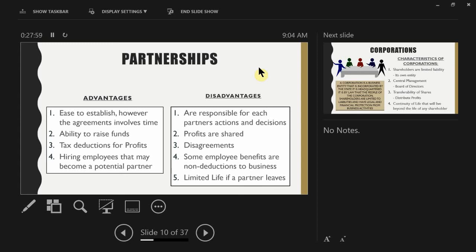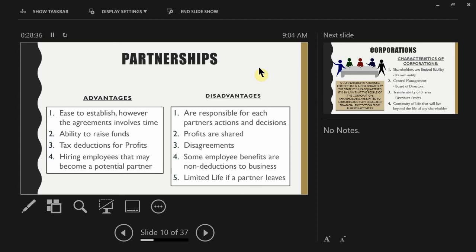Okay. And then lastly, it is limited life, as in if the partner leaves. So again, the definition of a partnership is 2 or more people. Okay? Meaning if you have only one, obviously you're a sole proprietor. If you have 2, then you guys are a partnership. If a partner leaves, well, you have 2 decisions. You either find a new partner or you reestablish as a sole proprietor. Okay?